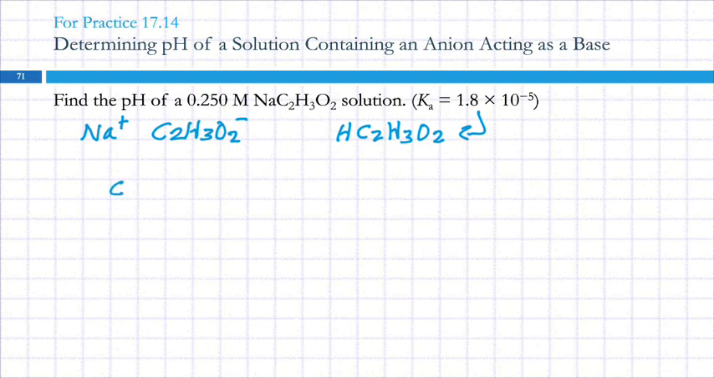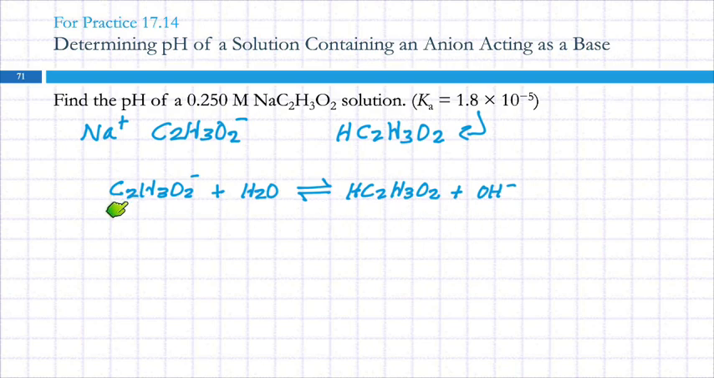So we'll write the base equation for acetate ion. This reacts with water to form HC2H3O2 plus hydroxide ion. You can't just write the acid ionization equation and make it backwards. It doesn't work, because there's no hydronium ion in here. There's hydroxide ion.